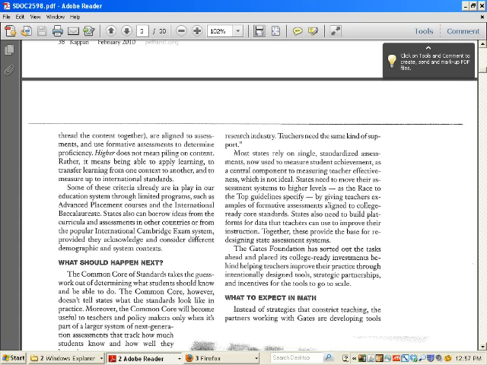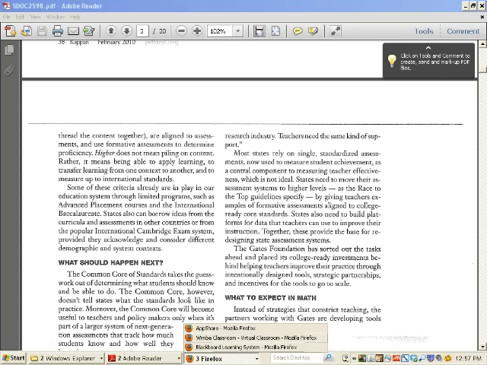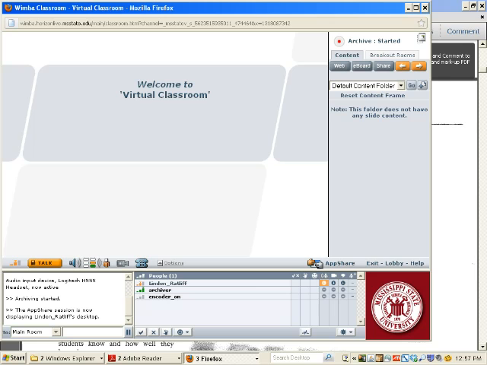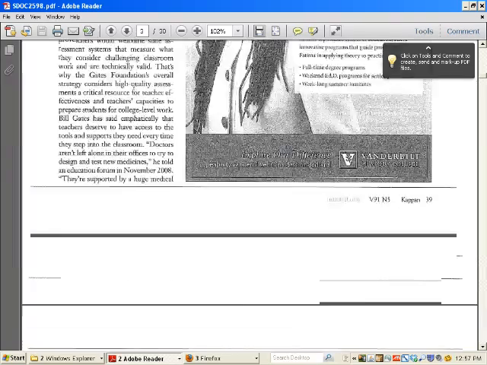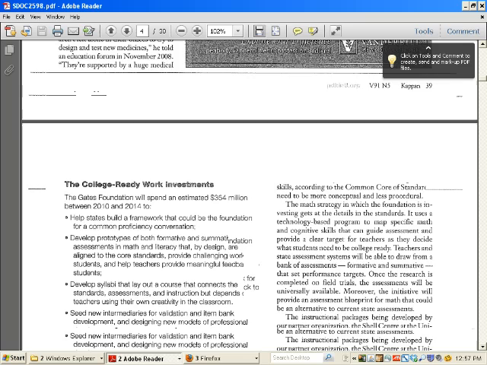By giving teachers examples of formative assessments aligned to college-ready core standards, states also need to build platforms for data that teachers can use to improve their instruction. So that's what we're seeing, is all of this seems to be connected. Common Core, many people mention No Child Left Behind and accountability when they talk about that, and now we're talking about Race to the Top. And it talks about what to expect in mathematics.